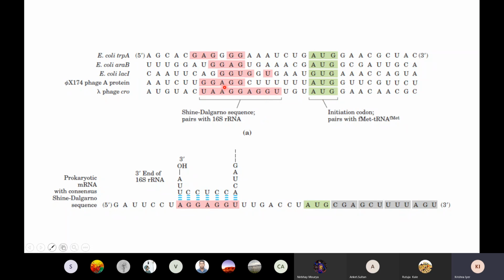Now, this sequence is so unique to a given species that it is recognized by the 16S RNA of the same species.